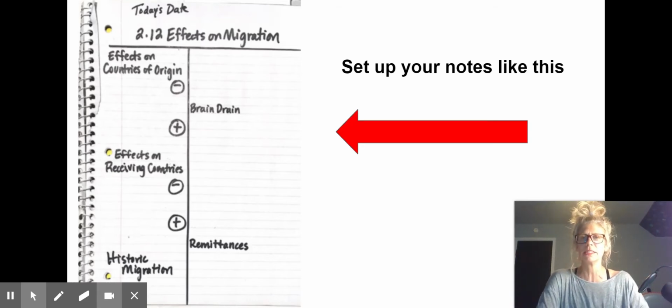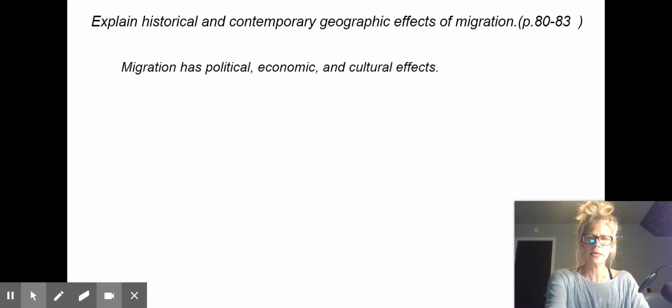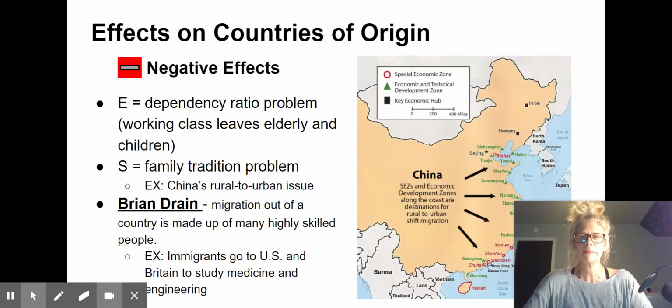All right, so pause the video if you need to set up your notes. And here we go. All right, beginning with effects on countries of origin. So this is going to be any negative effects that a country is going to have from people leaving. Okay, so we're going to relate this to ESPN throughout.